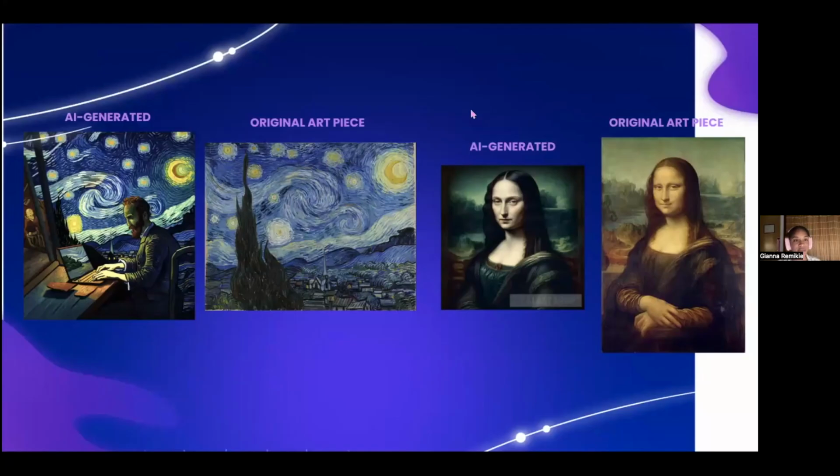And then here we have some famous art pieces. The first being A Starry Night by Vincent van Gogh, I think. And then on the right is the original art piece.